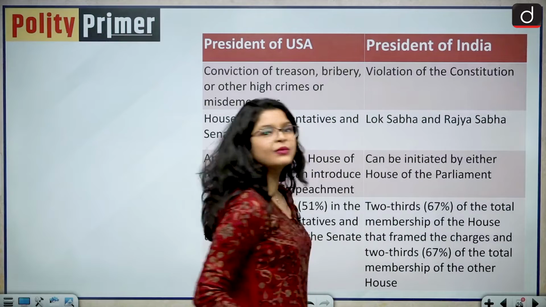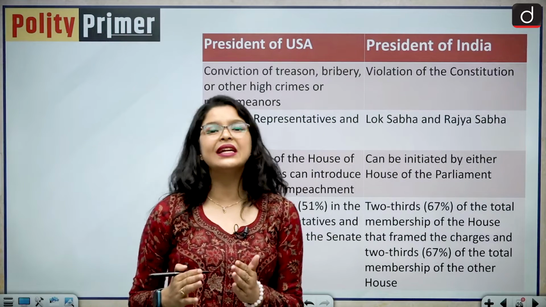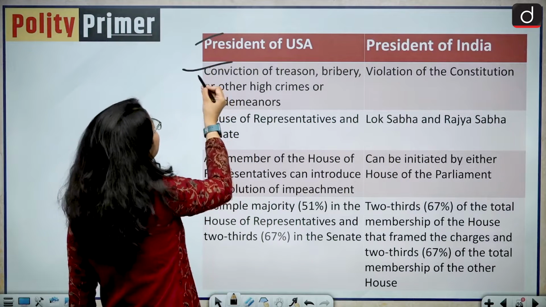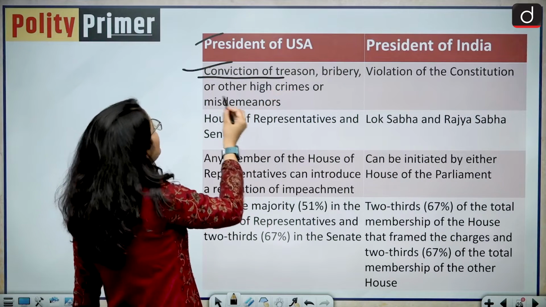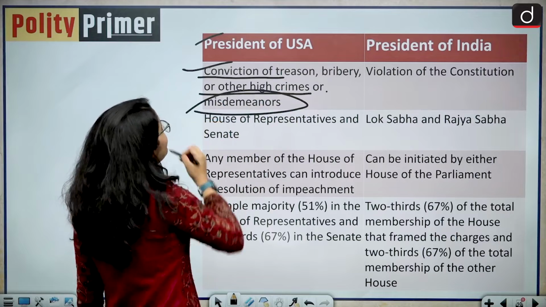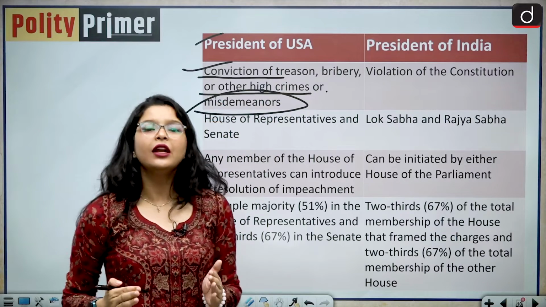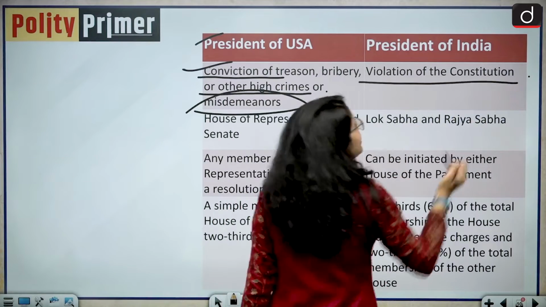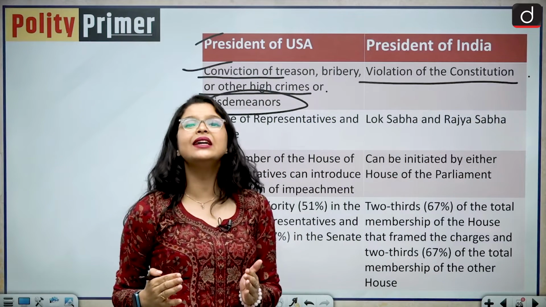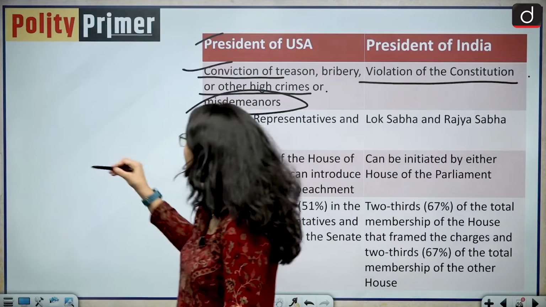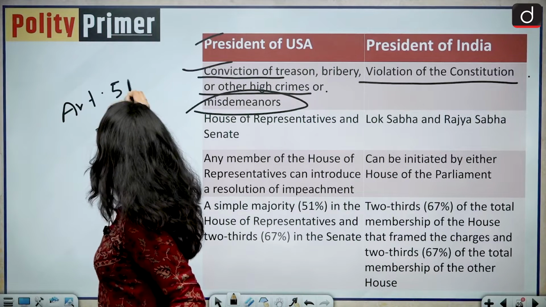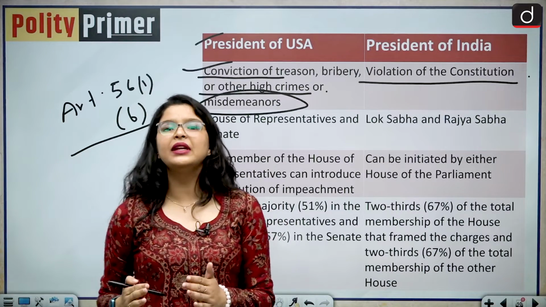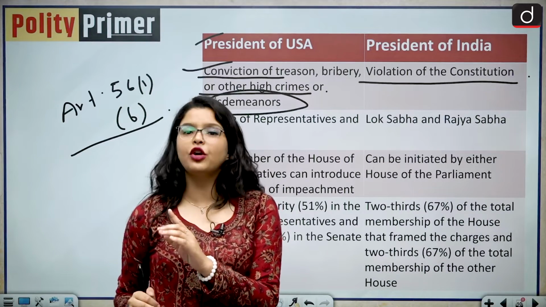Okay. So if you ask me, ma'am, what are the grounds on which the Presidents in India and the USA can be impeached? In the case of the President of the USA, the grounds include conviction of treason, bribery or other high crimes or misdemeanors. Okay, but in the Indian Constitution there is just one ground that is specified, and that is the violation of the Constitution. And where exactly is it specified? It is specified in Article 56, clause 1, sub-clause B. Okay, so in India the President can be removed only on one ground, that is violation of the Constitution.